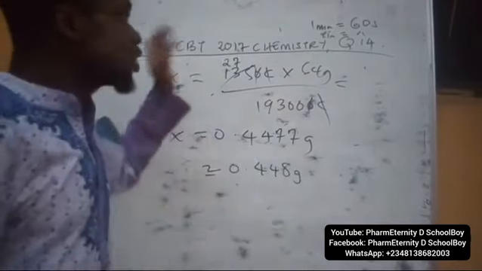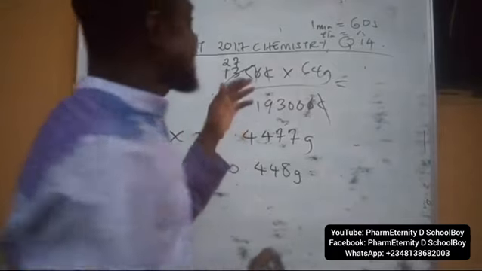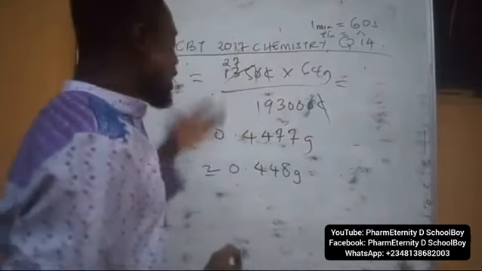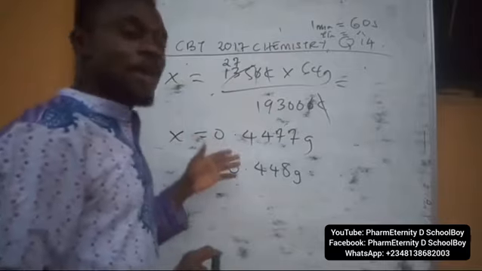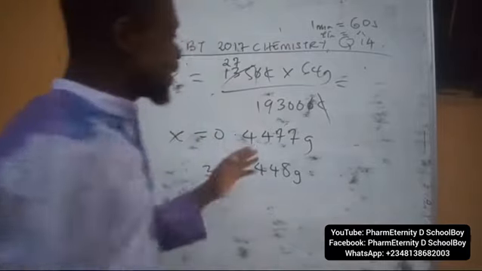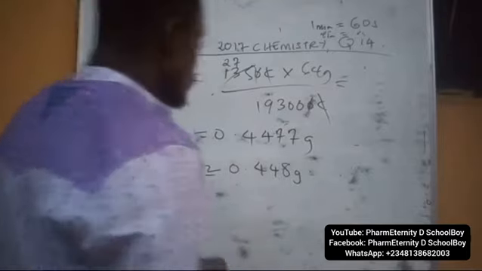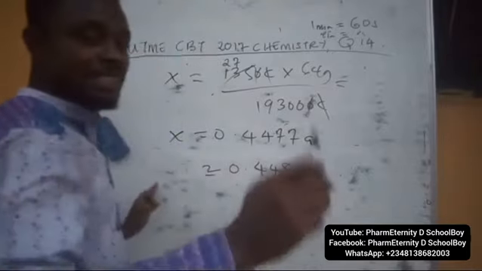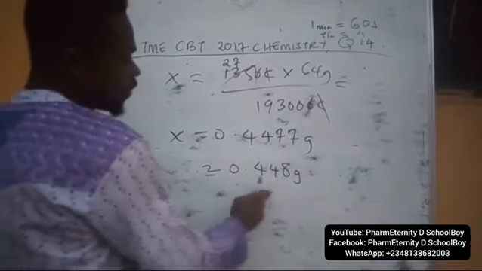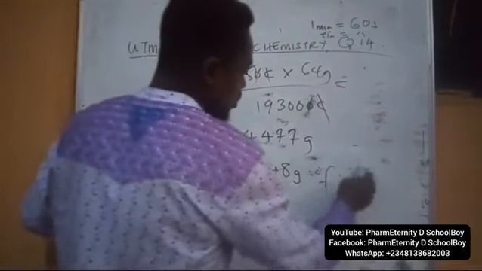So in the electrolyte, when a current of 0.5 amp is passed through the electrolyte for 45 minutes, what will be deposited at the cathode is 0.448 gram of what? Copper.